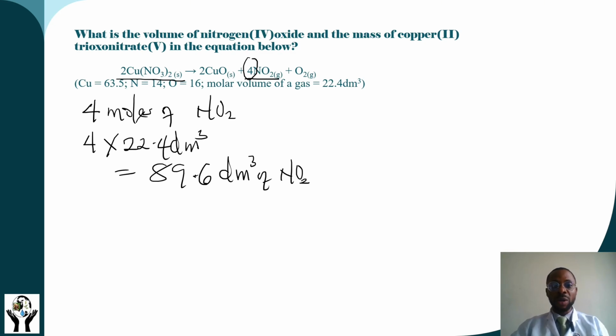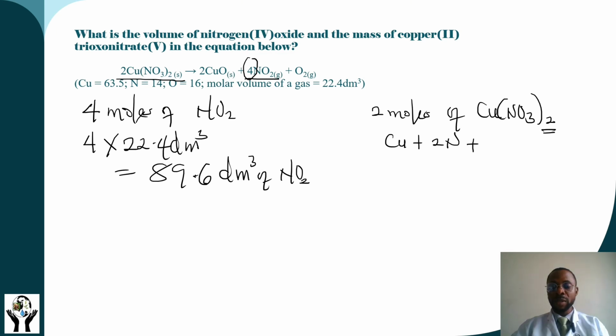For the mass of copper(II) trioxonitrate(V) in that equation, what we have in that equation is 2 moles of copper(II) trioxonitrate(V). Now we're looking for the mass of that compound in the equation. So for that, the copper(II) trioxonitrate(V), that will be Cu, plus in that compound we have 2 atoms of nitrogen. These 2 outside there will multiply everything you have in brackets. So we have 2 nitrogens altogether in that compound. Plus together we have 6 oxygens. That will be 3 multiplied by the 2 outside the brackets. That will be 6 oxygens.